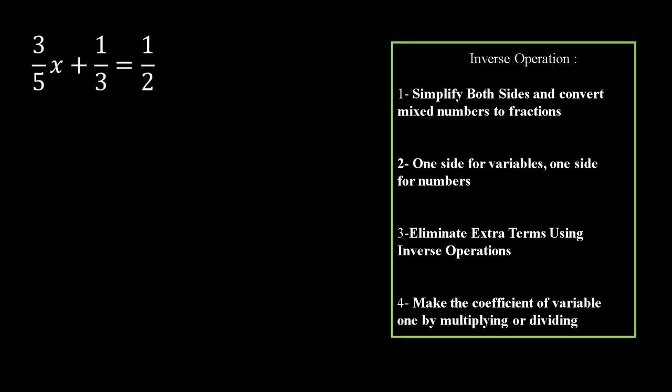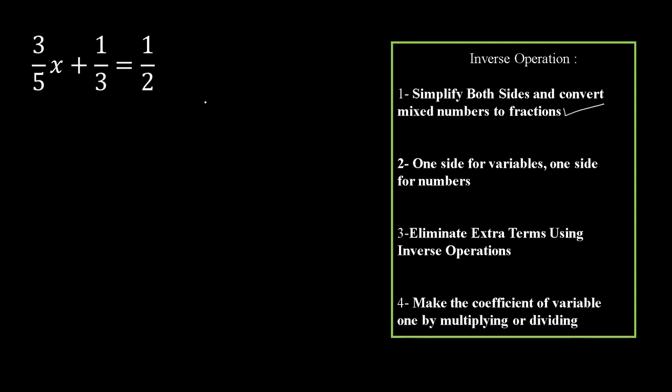First example that we have, 3 over 5 multiplied by x plus 1 over 3 is equal to 1 over 2. So what is the first step that we have? Simplifying both sides and converting mixed numbers to fractions. Do we have to do this step? No, as you can see, both sides of the fractions are in the simplest form and we do not have any mixed numbers. So we can skip this step.